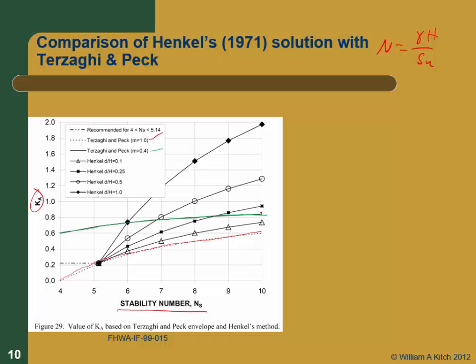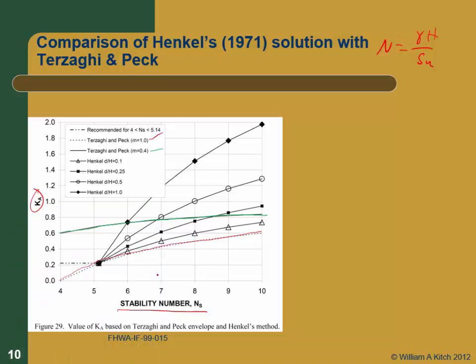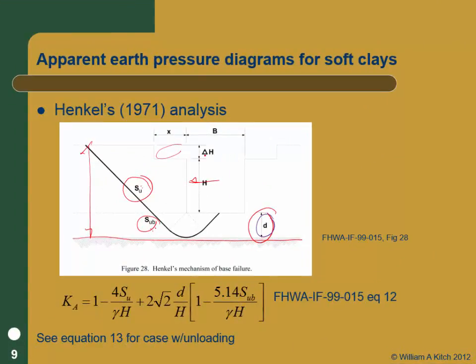Now, Hinkle's analysis. Let's try purple. Hinkle's analysis has analyses for different D over H's. So for a D over H of 0.1, that's for a very small D. D is the depth below the excavation, right? This is D. This is H. So for a D over H that's very small, that means the wall comes almost down to the stiff layer, right? And a D over H that's large means that you have a greater area below the base.